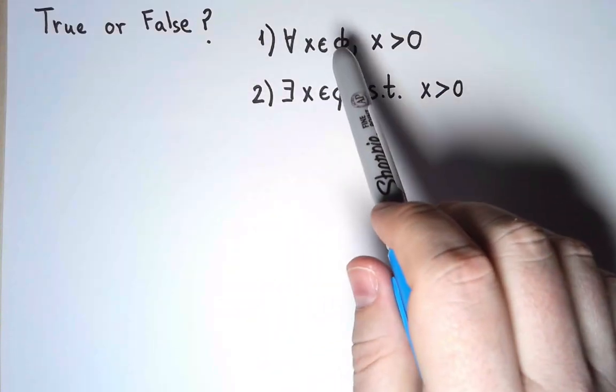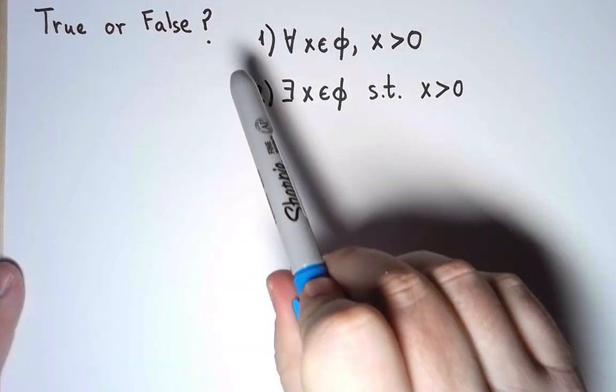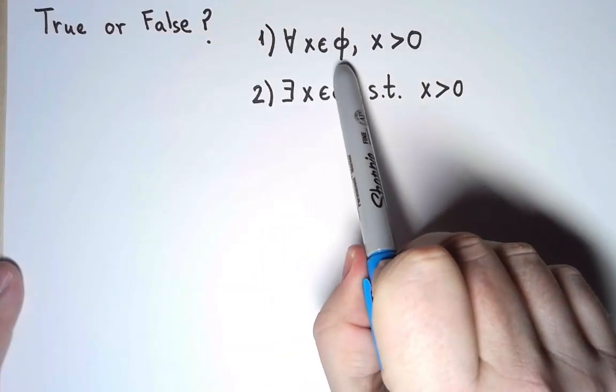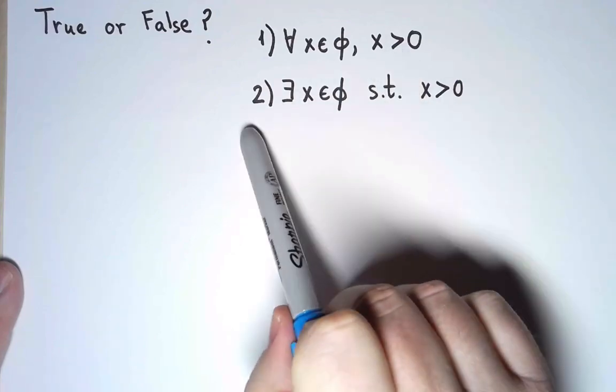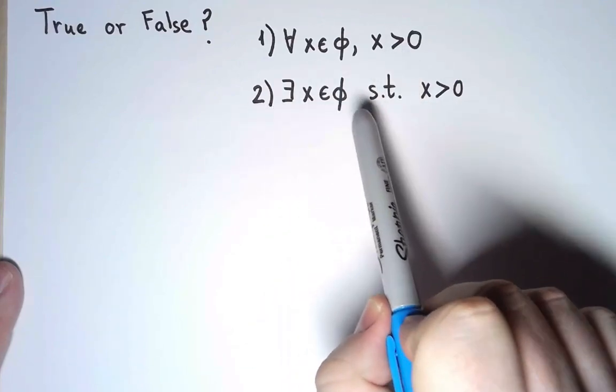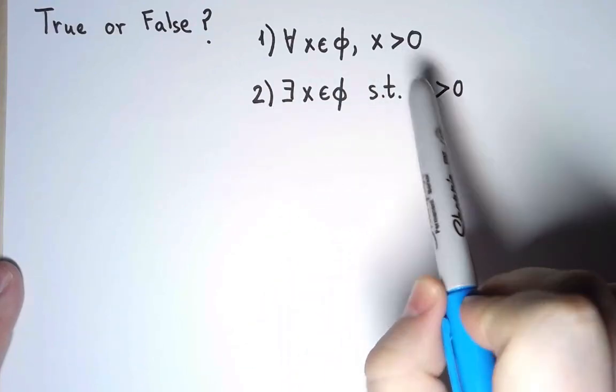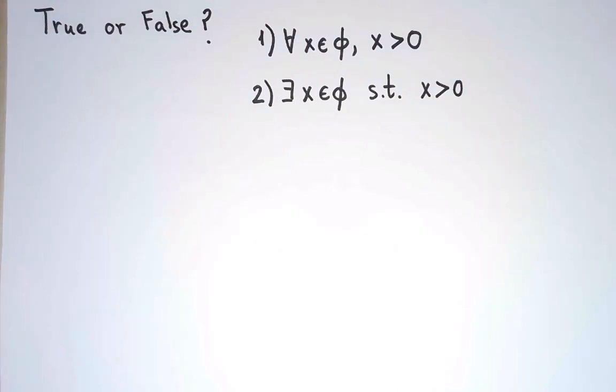Have a look at these two statements, and be careful because there is a trap. The first one says for every x in the empty set, x is positive. The second one says there exists x in the empty set such that x is positive. One of them is true, one of them is false. I invite you to pause the video, think about them, decide what you think, and only after that, continue watching.